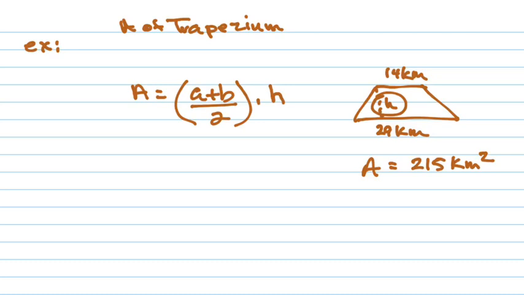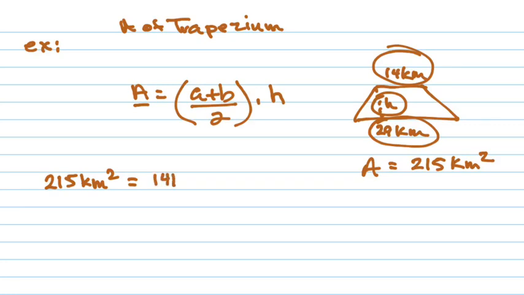I know how to do it. Okay? We didn't do it together in class yet, so we're just going to plug in what we know and then solve the equation. First, I'm looking for area. Do we have an area? Yes. What is it? 215 kilometers squared. Exactly. And remember, your A and your B are simply the top and the bottom. So A is 14 kilometers plus your B, which is 29 kilometers, and that's all divided by 2. And that whole thing is times h.